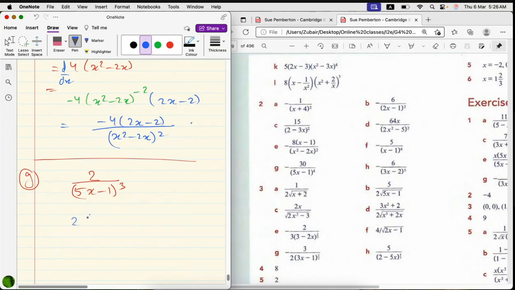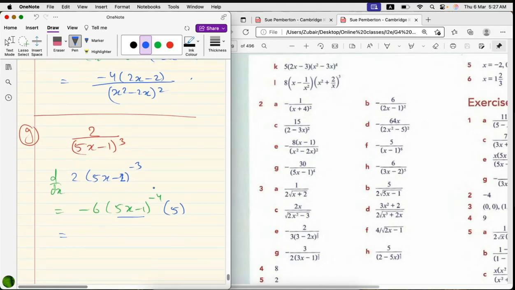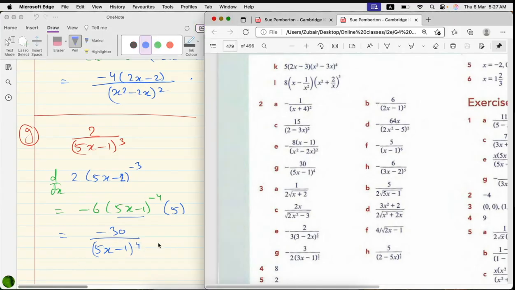So I'm writing it like this first: (5x minus 1) to the power minus 3. And now I'm applying the derivative. First the power comes down. This becomes minus 6 into (5x minus 1) raised to the power one less than the power. Then I'm multiplying with the derivative. What is inside is 5. So 6 times 5 is minus 30, and that negative power goes down: (5x minus 1) raised to power 4. We're getting that.